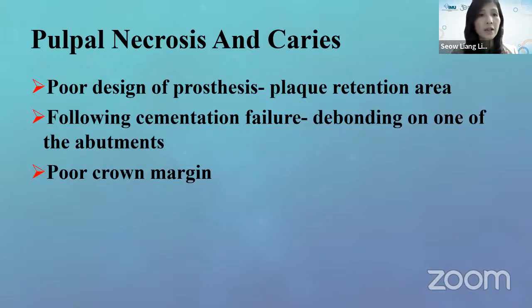outlined at the beginning of the presentation is secondary caries, eventually leading to pulpal necrosis due to poor design of the prosthesis, with plaque-retentive areas that the patient is not able to keep clean. Patients always need to have follow-up appointments. If you have provided a prosthesis to the patient, always schedule recall to ensure that the prosthesis doesn't have untoward happenings. Each time the patient comes, you need to reinforce oral hygiene as well.